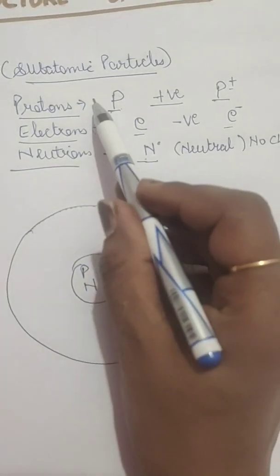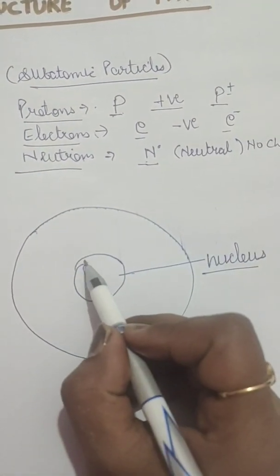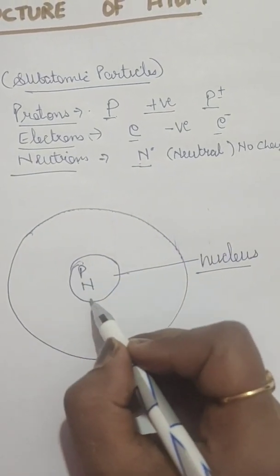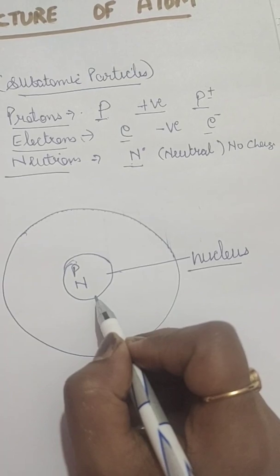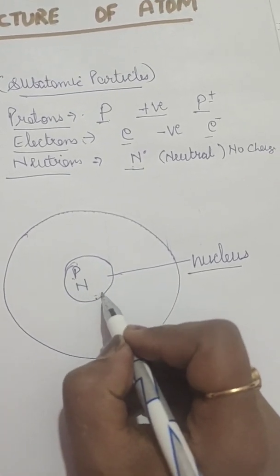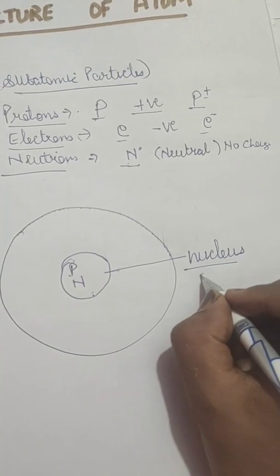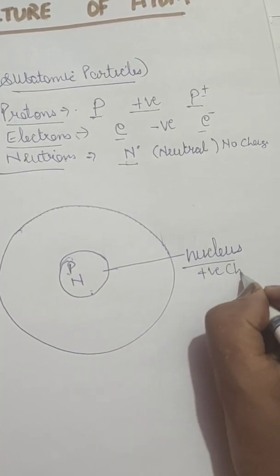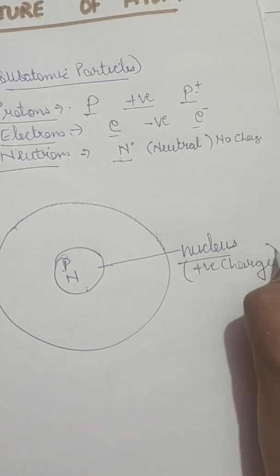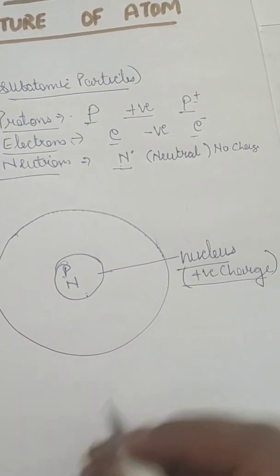So these protons and neutrons reside in the center of the atom, which is called the nucleus. This nucleus has a positive charge because it has neutrons which have neutral charge and protons which have positive charge.